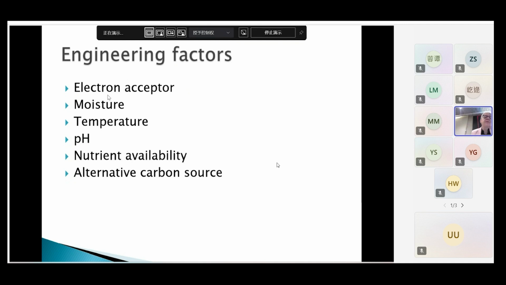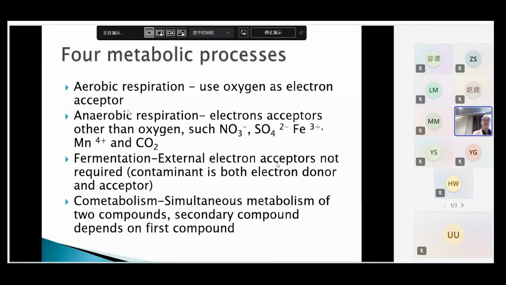So whether you have sufficient oxygen, whether you have sufficient moisture, the temperature is appropriate, pH, things like this, whether you have enough nutrients, and whether the carbon source is sufficient. These are the things that need to be in place for us as engineers, to make sure these conditions are good so that bacteria will be able to do their job.